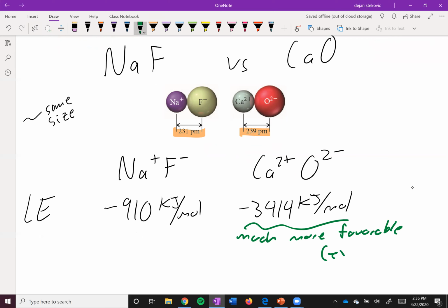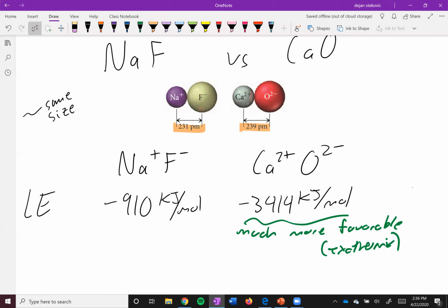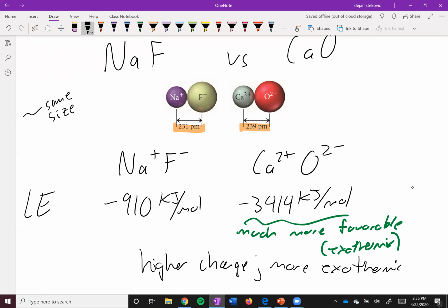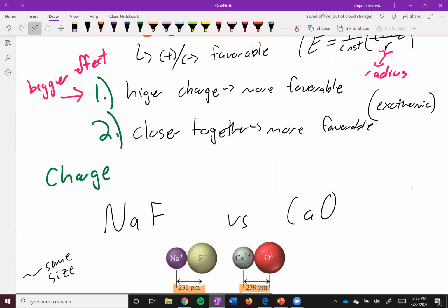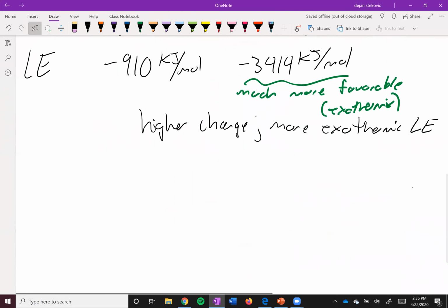Exothermic. Think about a ball rolling down a hill. That ball is releasing energy. So things generally want to release energy. So higher charge, more exothermic. Cool. So we took a look at charge. Let's take a look at the different component, size.